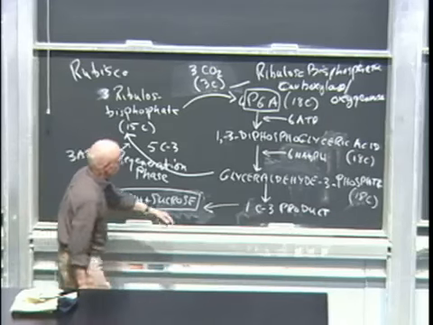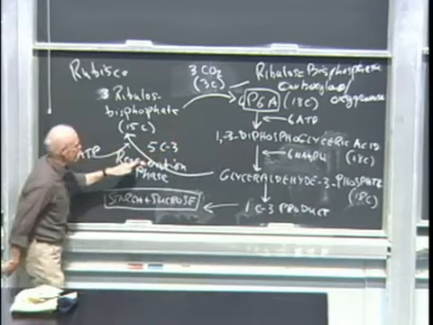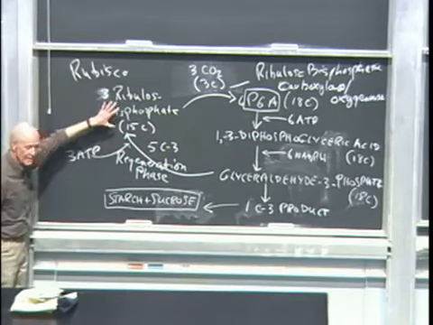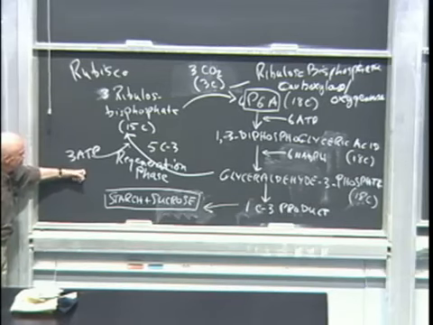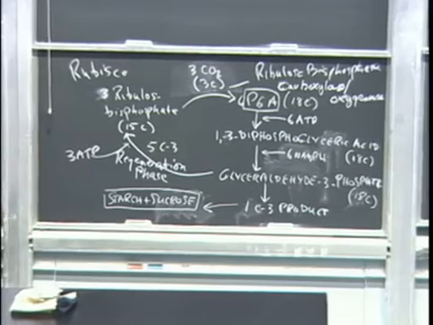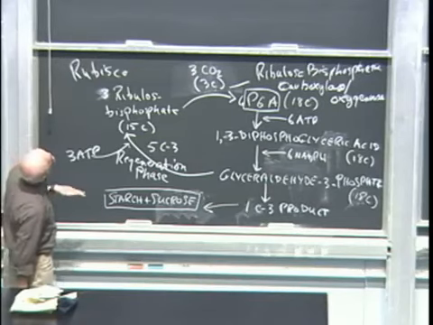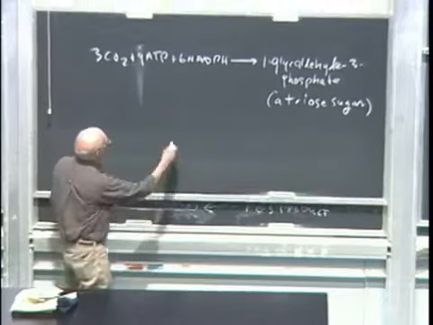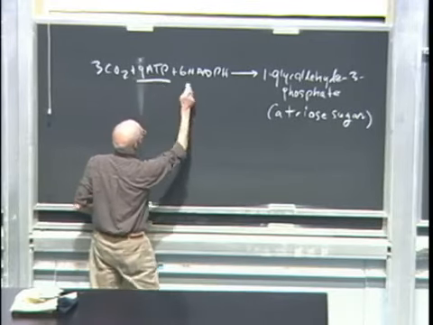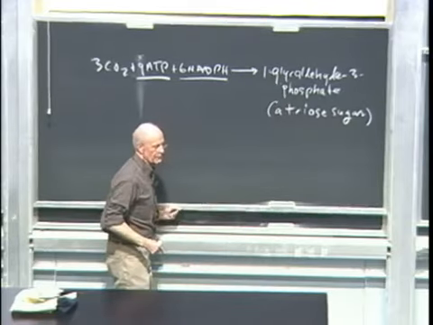In addition to the 6 ATP here, at some point in the cycle, near the last step of the synthesis of this compound, there is an additional requirement of 3 molecules of ATP. So we have here 3 CO2s require 9 ATP, 6 NADPH to make 1 glyceraldehyde 3-phosphate.